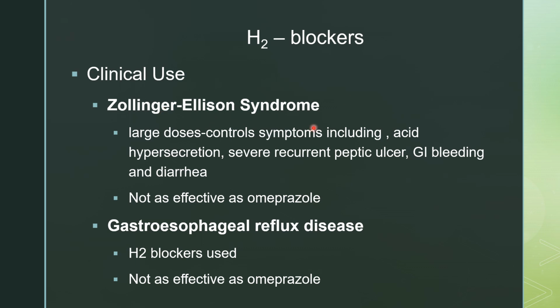In cases of your Zollinger-Ellison syndrome, we use large doses of your H2 blockers to control symptoms like your acid hypersecretion, your severe recurrent peptic ulceration, GI bleeding, and diarrhea. But the use of your H2 blockers is not as effective as your proton pump inhibitor, Omeprazole. Regarding the use in gastroesophageal reflux disease, you can also use your H2 blocker, but still in comparison, the proton pump inhibitor is more effective.